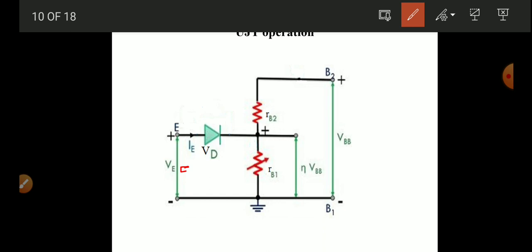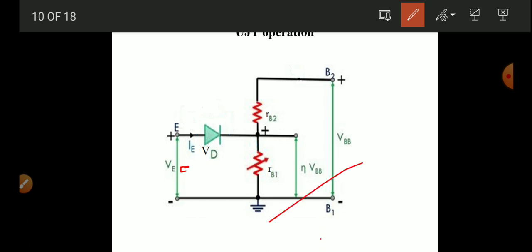This is the working of the UJT operation. In this, the resistance RB1 decreases and the current increases. When the resistance decreases, current increases. That portion is called the negative resistance region, and that property is used to use this UJT as an oscillator.